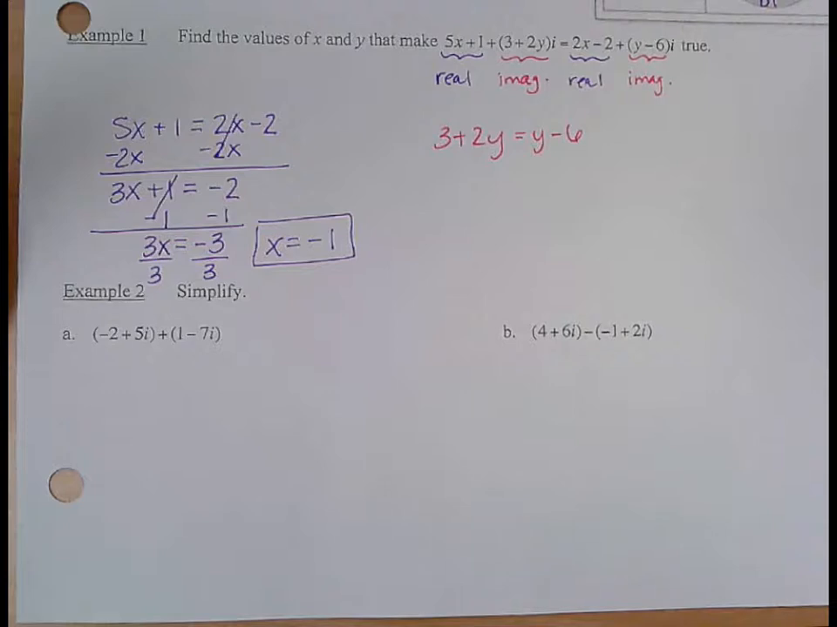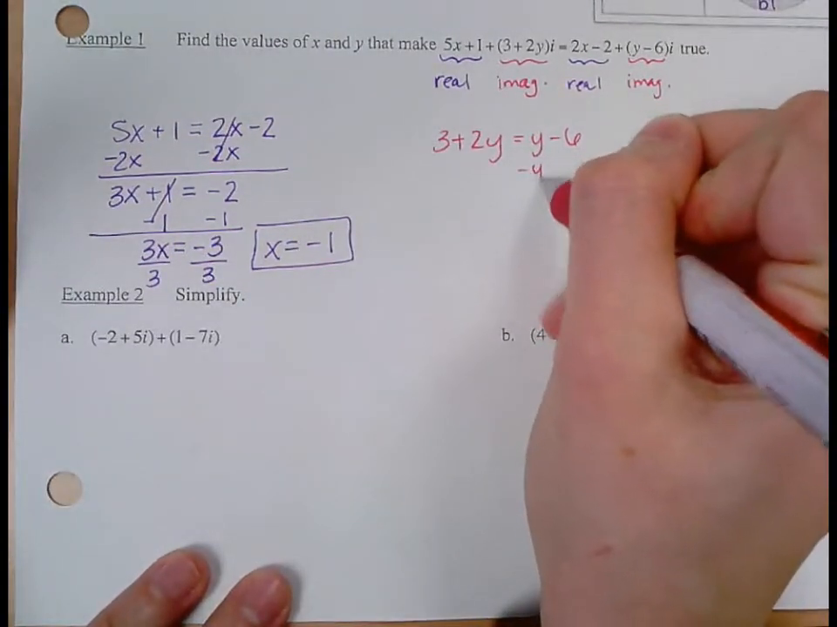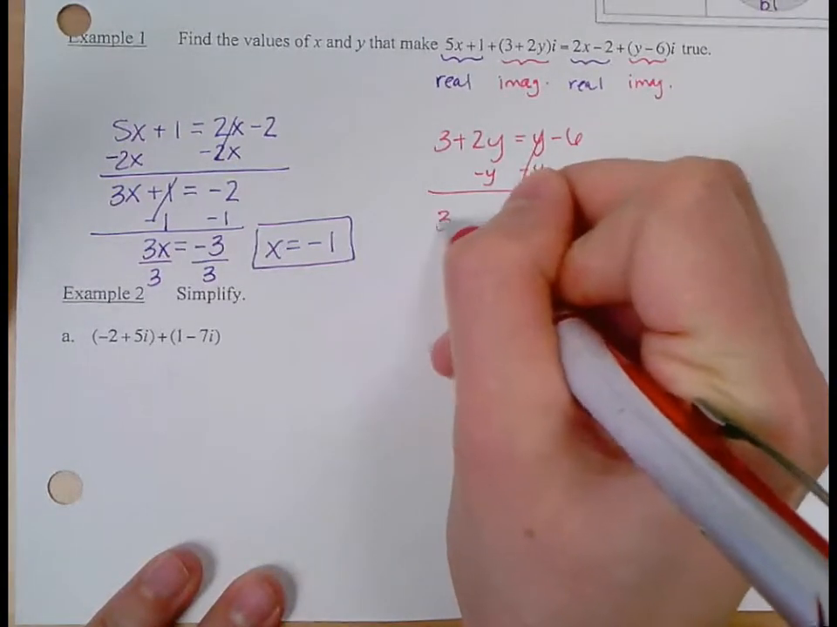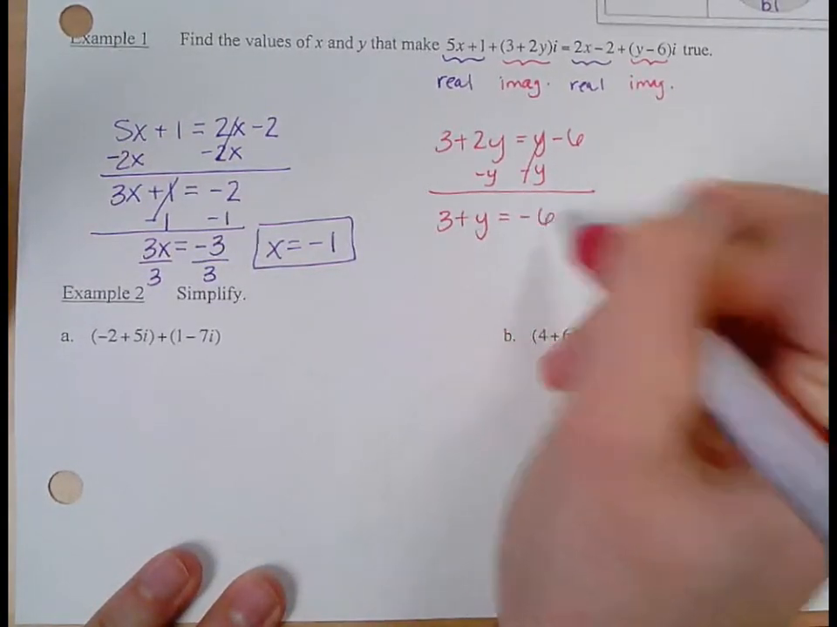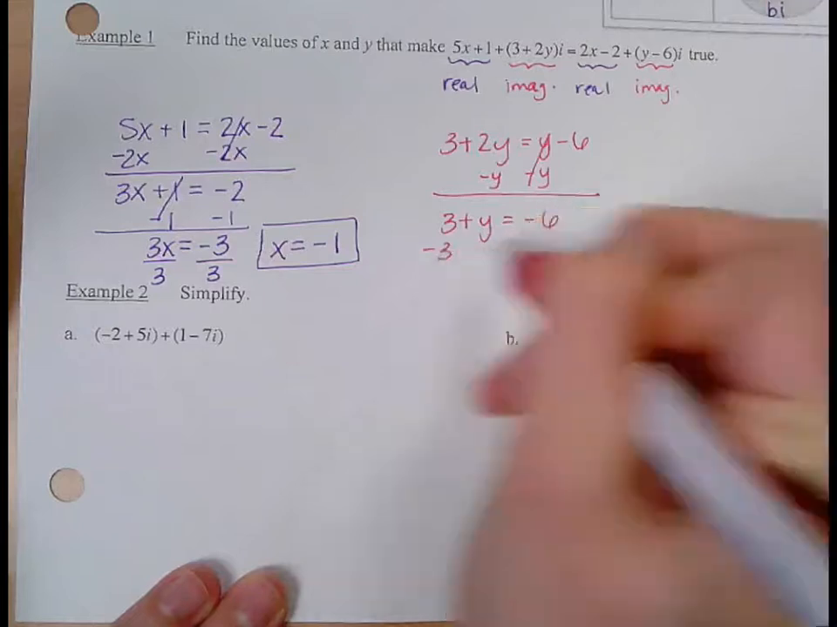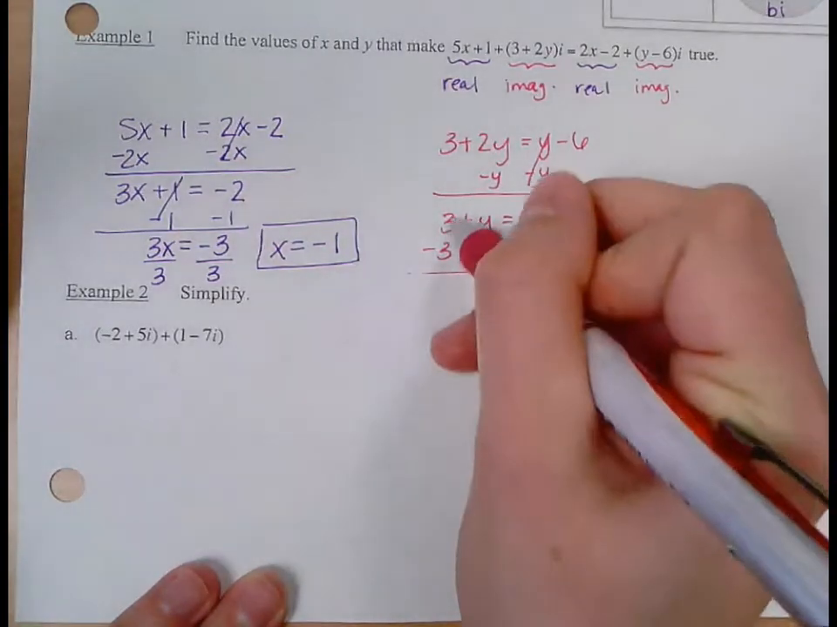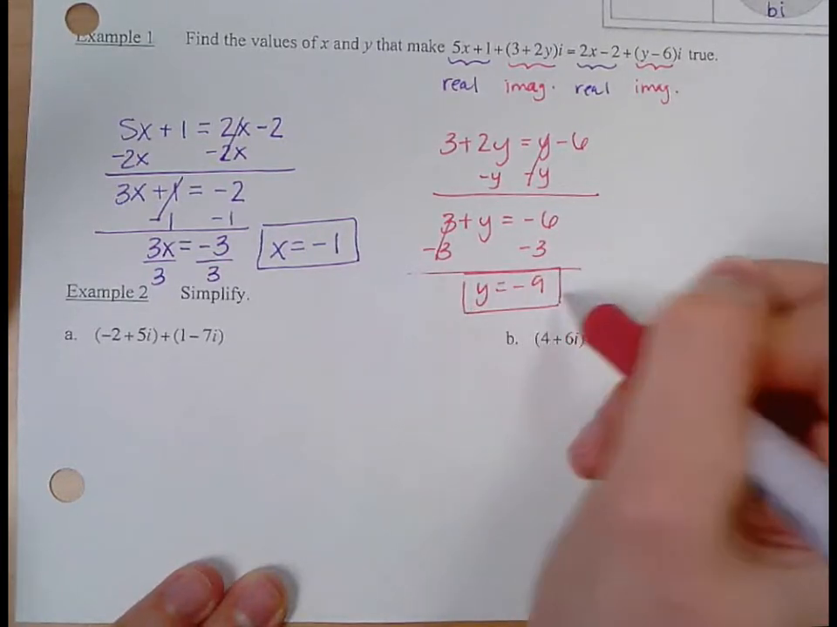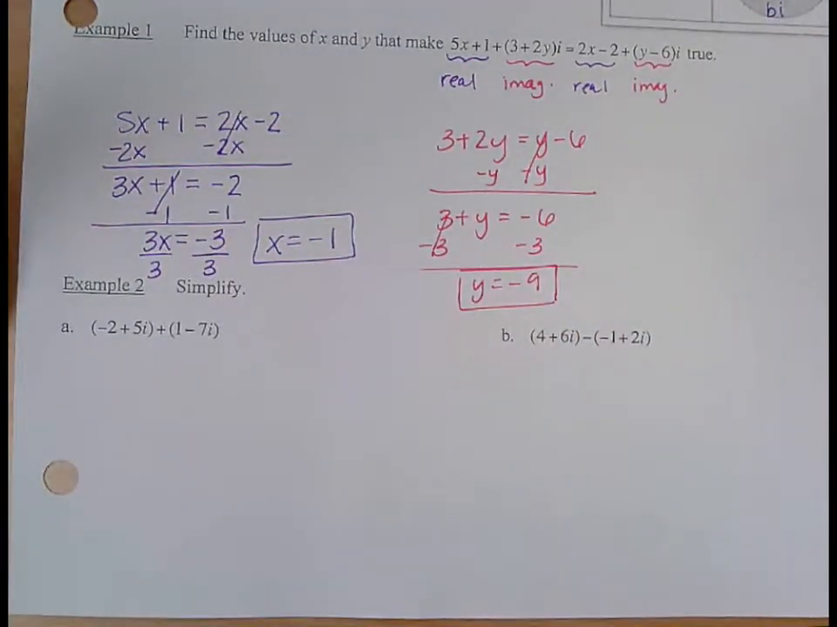And if I solve that for y, here I can subtract y or 1y from each side. So I have 3 plus y equals negative 6. Subtract 3. So y would equal negative 9. That is the y value that makes the imaginary parts equal. So if x is negative 1 and y is negative 9, then our equation is true.